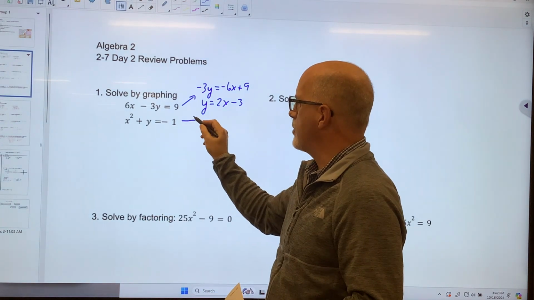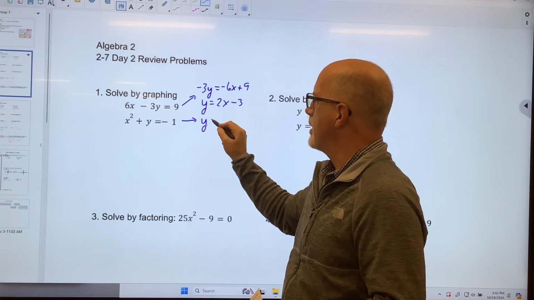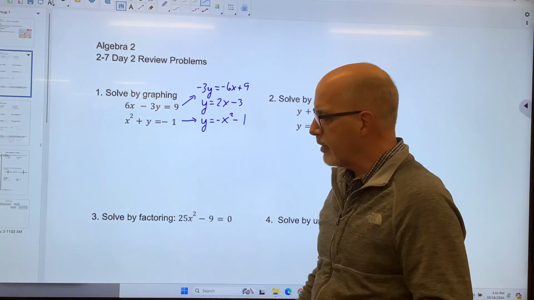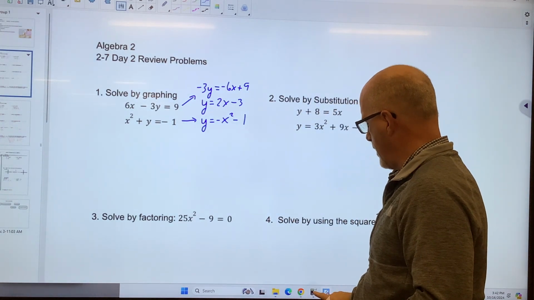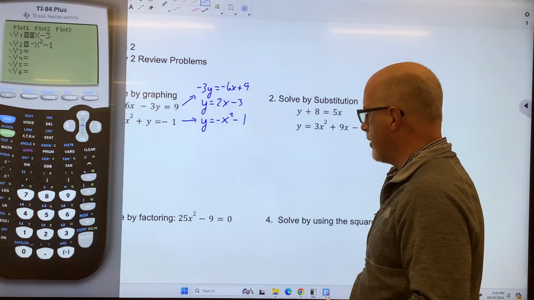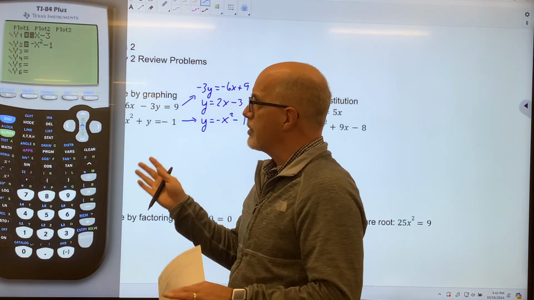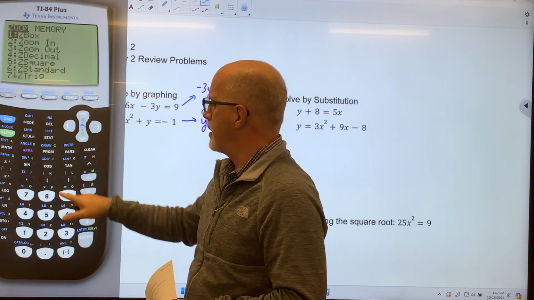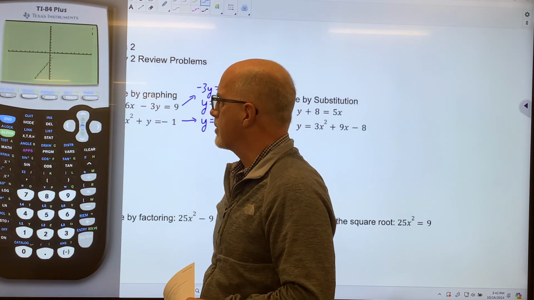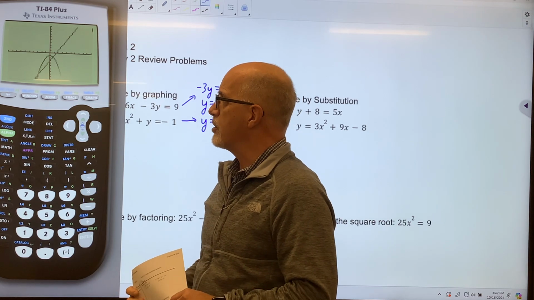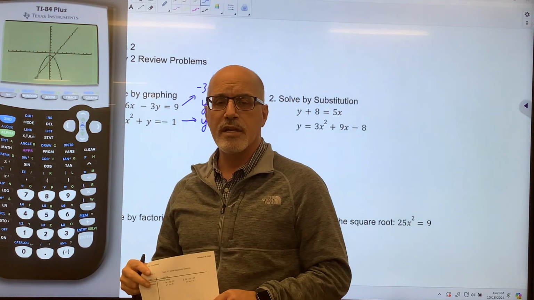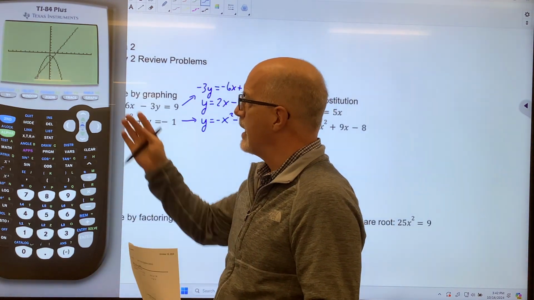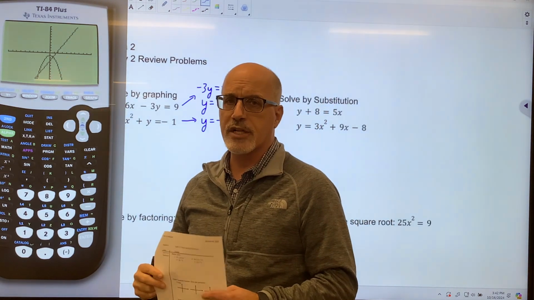My second one, I just subtract x squared from both sides. I get y equals the opposite of x squared minus 1. Let's put both of them in our graphing calculator. What you want to do is take a look at where these two graphs intersect. If I hit zoom and standard here, which is number 6, here's my line, which is my first equation, and my second equation is a parabola. So I've got a linear quadratic system that I'm solving. It has two solutions because there's two intersection points.